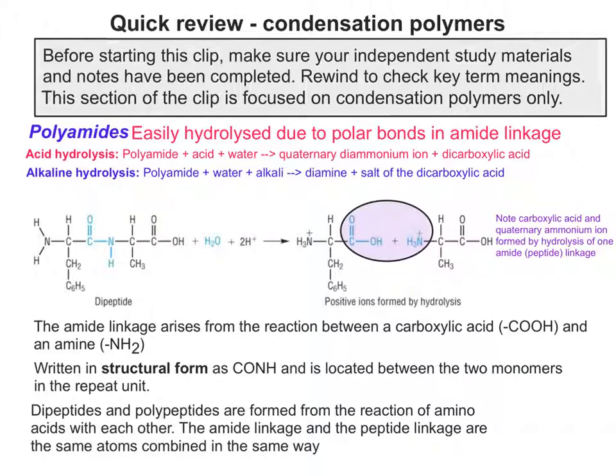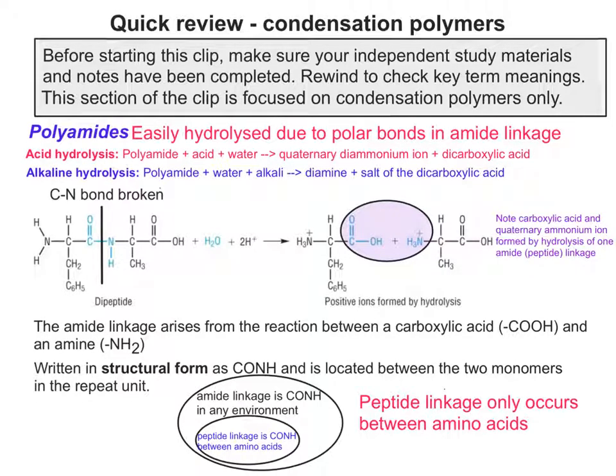So dipeptides and polypeptides are formed in the reaction of amino acids with each other. So don't forget you've got a carboxylic acid end and you've got an amine end. And one is acidic and the other is basic. So obviously they're going to react with each other. And if you were to hydrolyze a dipeptide, you'd break the bond between the carbon and the nitrogen in the amide linkage, or peptide linkage as it's called here.